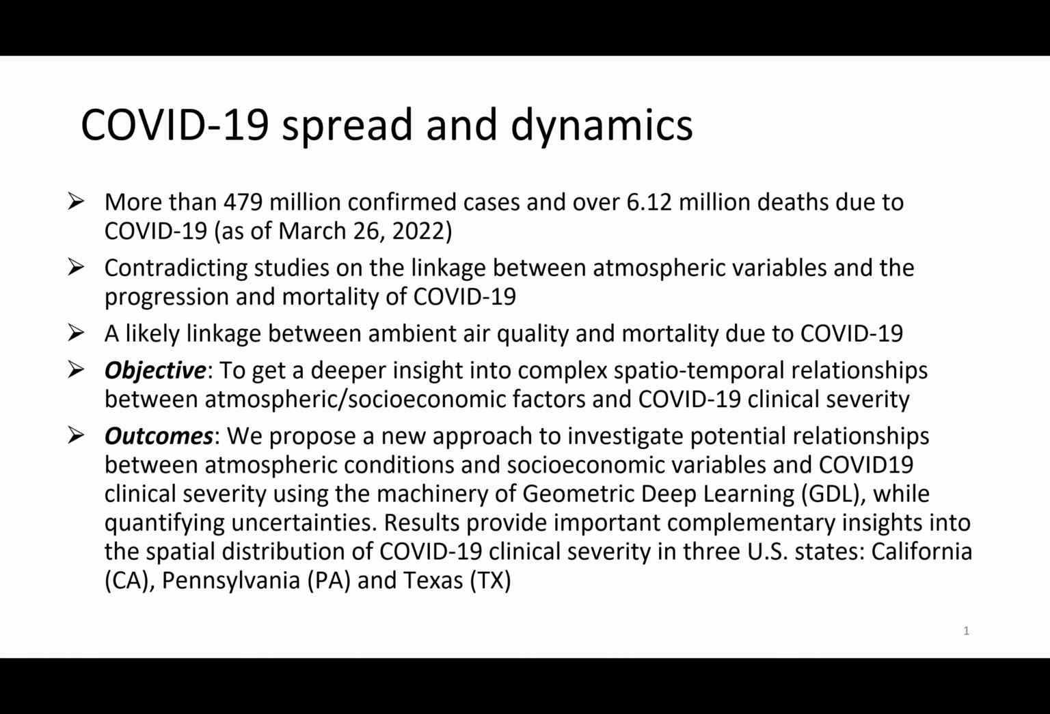In this project, we aim to get a deeper insight into the relationships between the atmosphere variables and the socio-economic factors with the COVID-19 clinical severities. We propose geometric deep learning models which investigate how the potential atmosphere conditions and socio-economic variables influence the COVID-19 clinical severities. We conduct our experiments in three US states: California, Pennsylvania, and Texas.